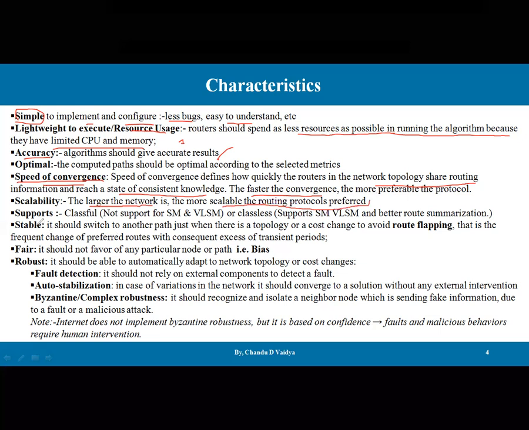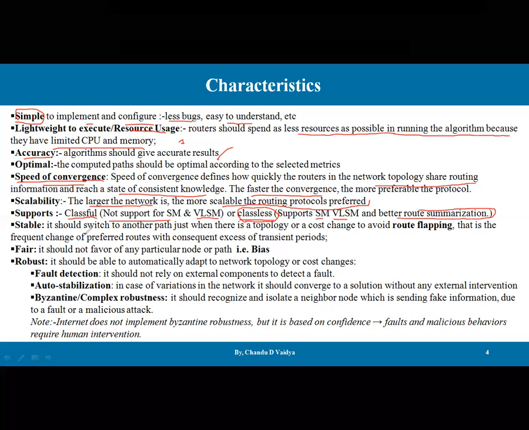Then support is a characteristic. We have classless and classful addressing and routing mechanisms. If a routing protocol supports classful only, it is not going to support subnet masking and VLSM. But if you go with classless routing, it supports subnet masks, VLSM, and better route summarization. So everybody can follow, everybody can select; this is the support where classless is available. If the routing protocol is classless, they can prefer that particular protocol.